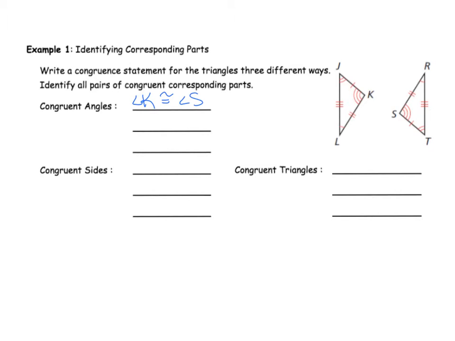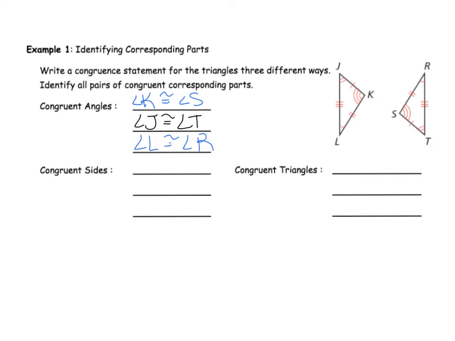All right, next angle, angle J. Angle J has 2 markings, so the other one that has 2 markings in the second triangle is angle T. And then the other angle, angle L, is congruent to, notice angle L has only 1 marking, angle R. Okay, so those are my congruent angles.